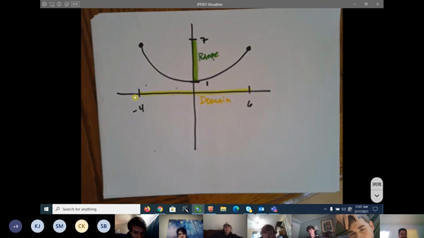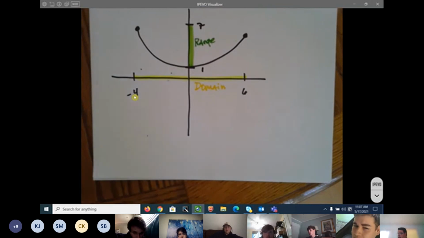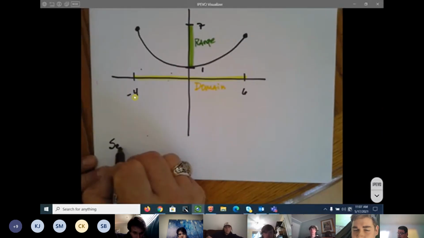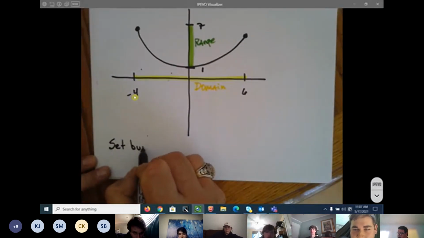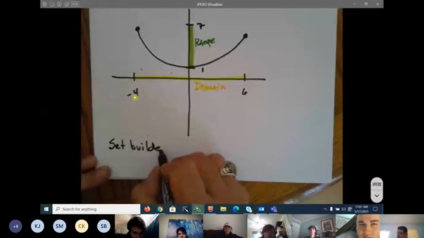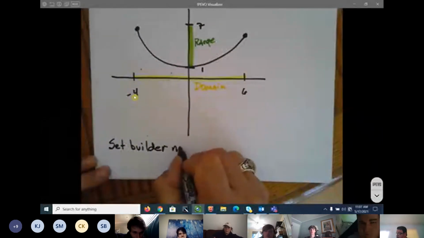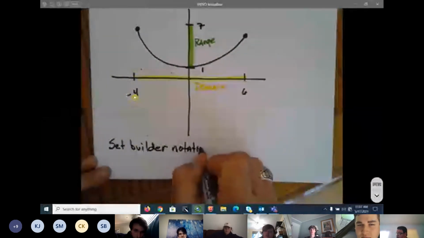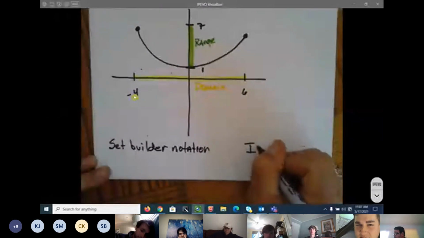Do you remember how to write set builder notation and interval notation? Yes or no? No. Okay, thank you for the communication. Set builder notation. I'll know it once I see it. Interval notation.